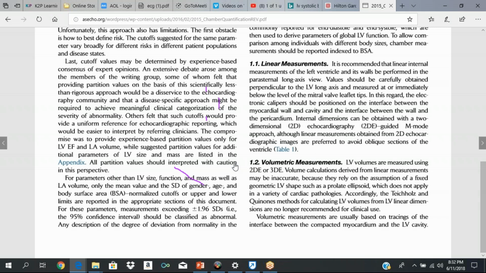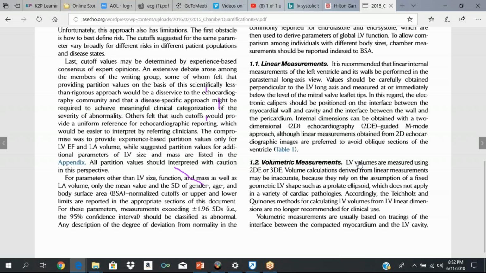Now, the volumetric measurements. We do our volumetric measurements to get the ejection fraction. Because remember, the definition of ejection fraction is the left ventricular end diastolic volume minus the left ventricular end systolic volume, divided by the left ventricular end diastolic volume. So it's a volumetric measurement. We use the modified Simpson rule or the method of disks.